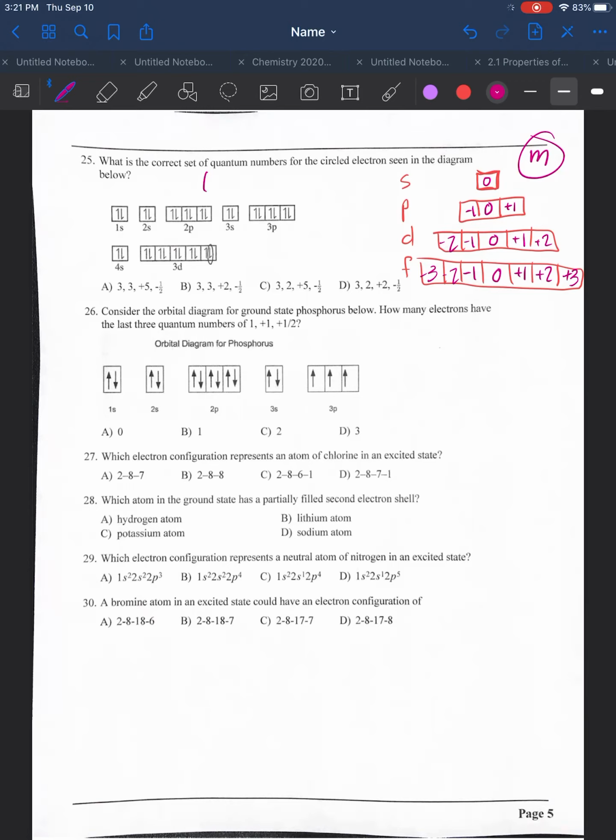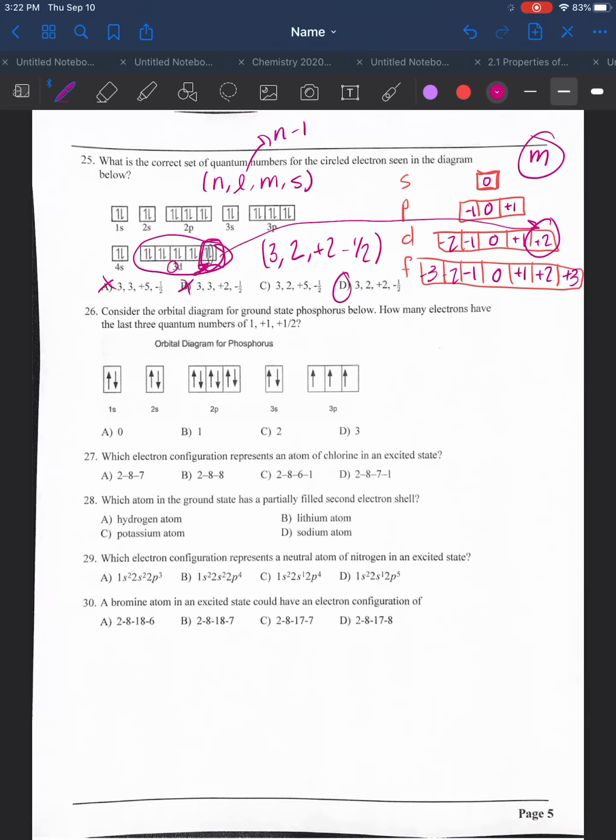And you also have to remember the notation of n, l, m, and s. So n is our principal energy level. What is our principal energy level for this guy, since this is our target electron? 3. So our first number is going to be 3. l is n minus 1, so we should get 2, which knocks out B and A. And then m, in our case, we are looking at the last orbital here. So if we look over there, that should be a positive 2. And it is spin down, so negative 1/2. So you should get D.